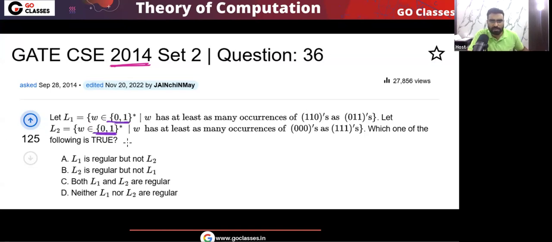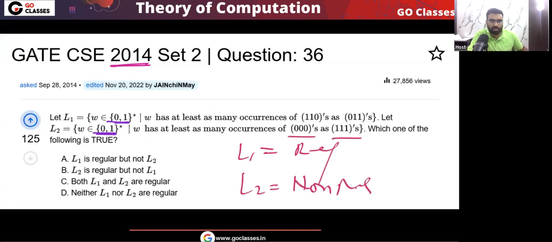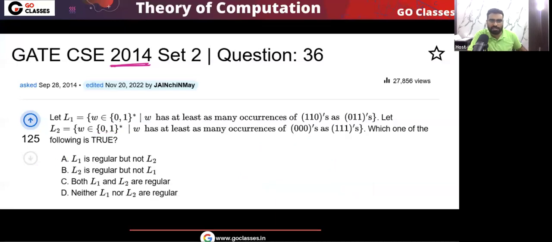Immediately tell me. You can see W has at least as many occurrences of 110 as 011. So this is regular. L1 is regular, right? And L2 is non-regular, because of 00. So the answer for this question will be option A. Is this clear? Please tell me.